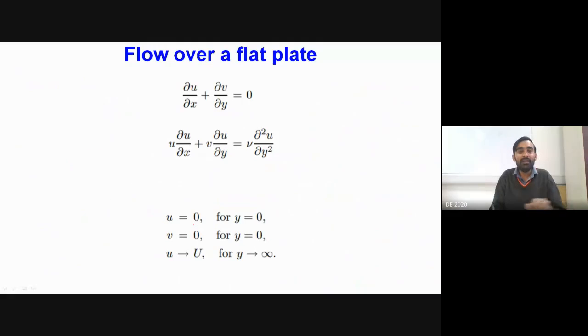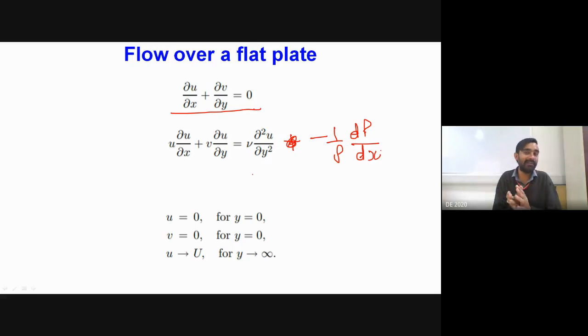Okay. So finally, we will find that our simplified equation has continuity, y momentum is gone, and in the x momentum we have u del u by del x plus v del u by del y equal to nu del square u by del y square minus 1 by rho into dp by dx. So this is also one important term which is already there in our equation. But finally, this term will also be gone. So how will it be gone? Let us try to see.